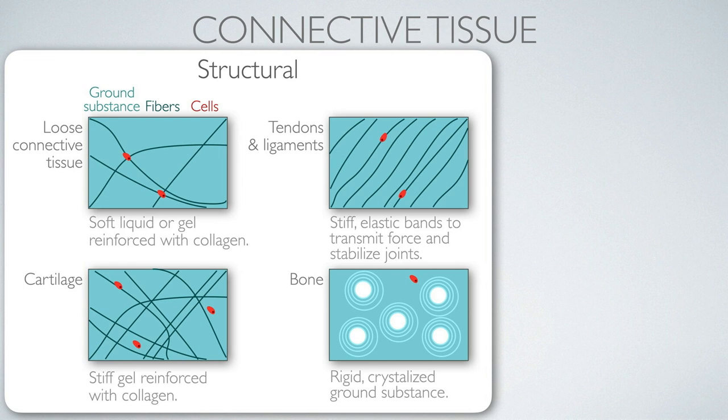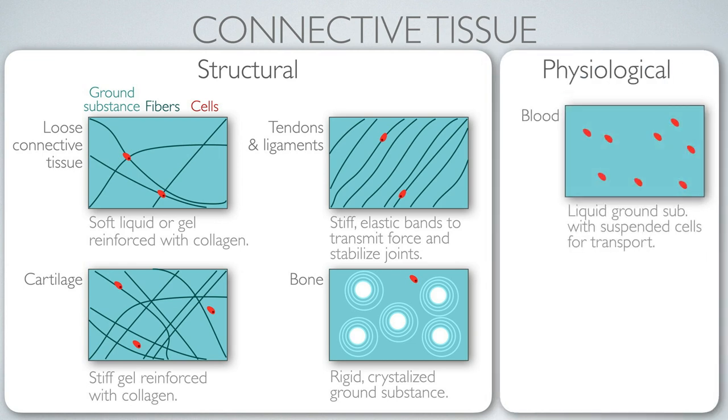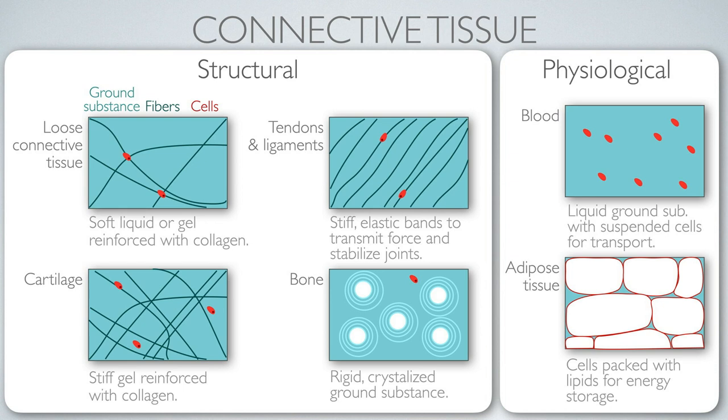And we can contrast these structural connective tissues with what I'm calling the physiological connective tissue. So blood, which is a liquid ground substance suspended with those cells for transport. And then we have adipose tissue, which is a way of storing chemical energy. This is sort of long-term storage for energy in the body. So the cells are packed with lipids for energy storage. Okay, so those are the types of connective tissues. These schematics show the same basic parts, just organized in a very different way in the different types.